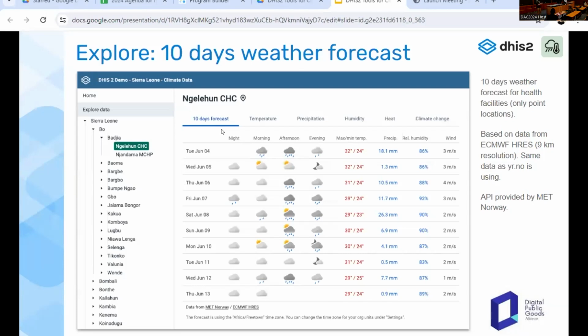We know that people do not necessarily use another app. So we are also looking at ways of including this chart here directly on the dashboard, so you can use a dashboard instead.